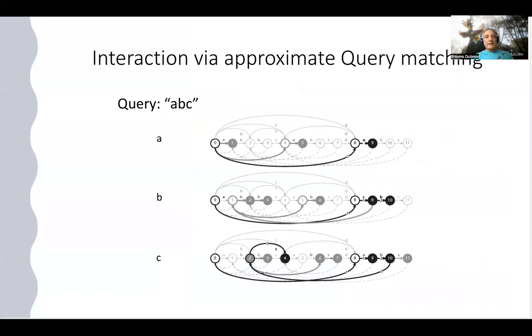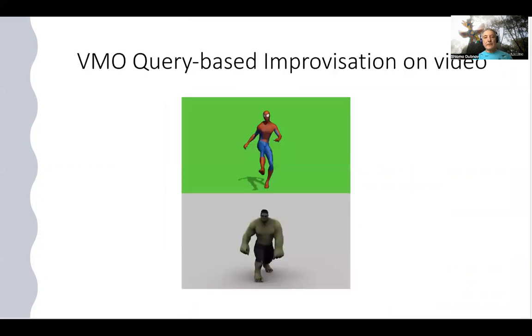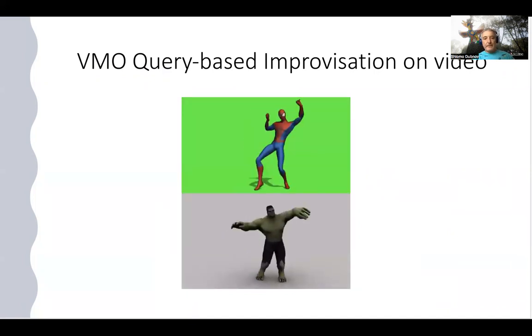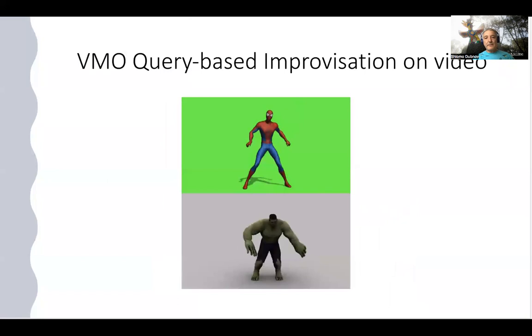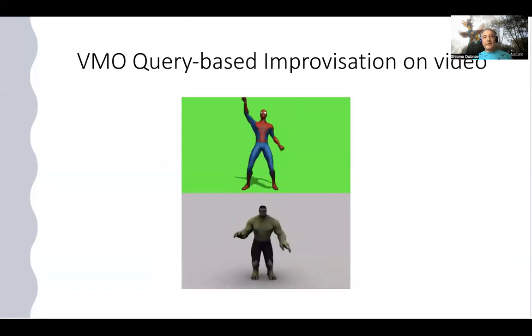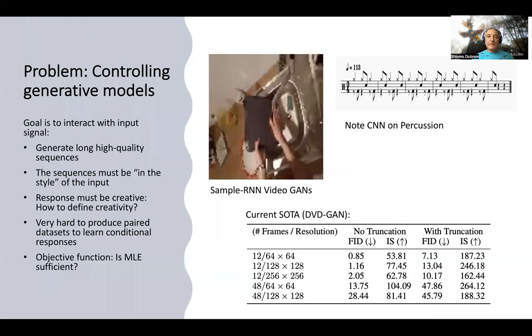Another aspect of this work is that the system can be queried. You can actually provide an input signal and we'll try to find an approximate path that best approximates the input. So let's see how it works for video improvisation. Here we have the Hulk as the query, and the Spider-Man is actually modeled as a graph. Now it tries to imitate the Hulk. So the movements are based really on recombining video frames after the analysis by VMO.